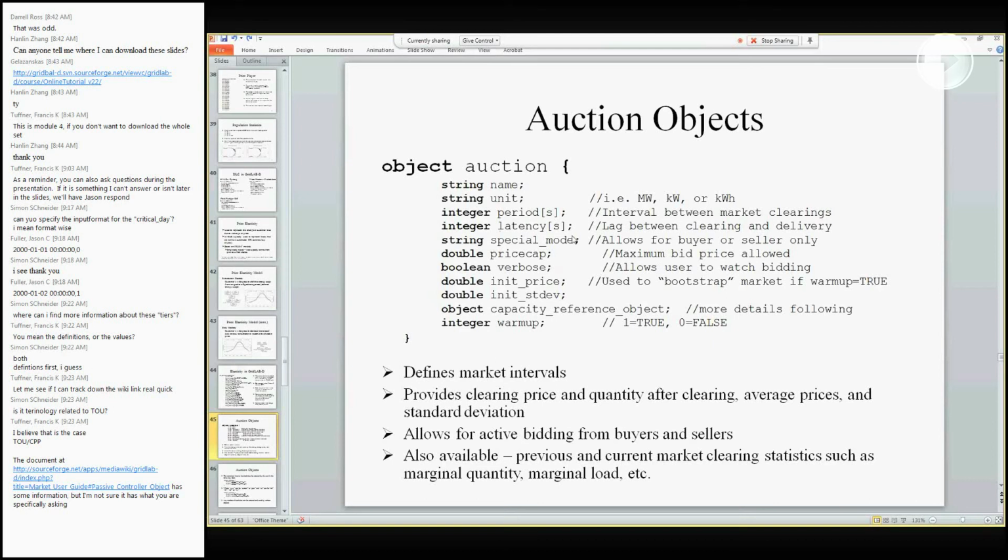The latency: we can actually put in a small lag between clearing and delivery. So this is on the back end, our first approximation of communication delays. You can clear the market and then put in, say, a 30-second latency. Of course, what happens then is that every device receives a 30-second latency, so it's not entirely accurate. But it was a first attempt at that.